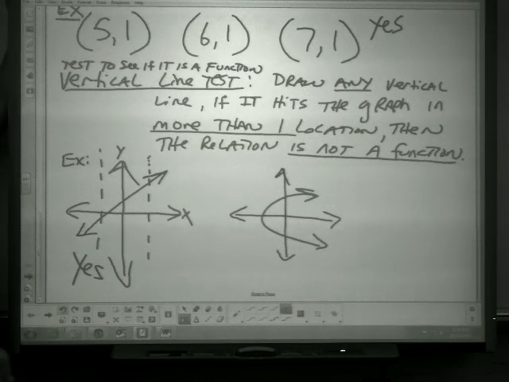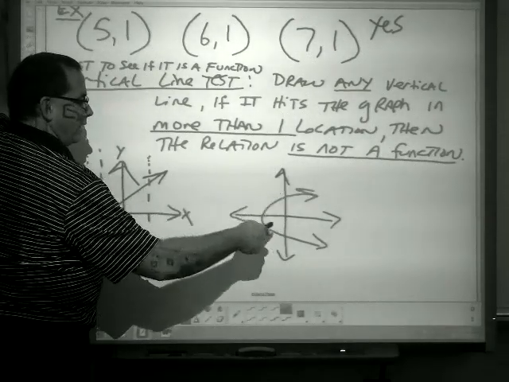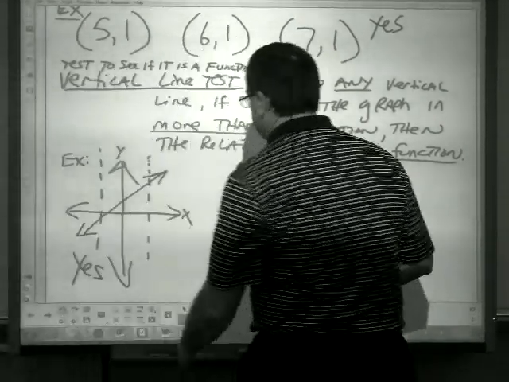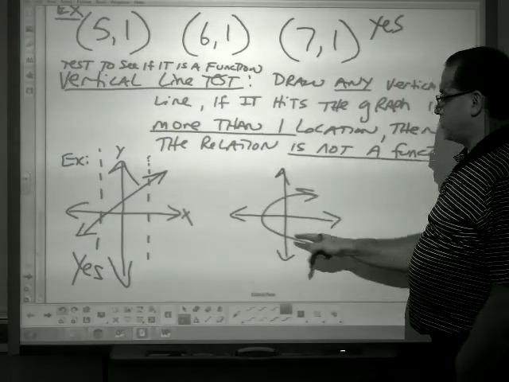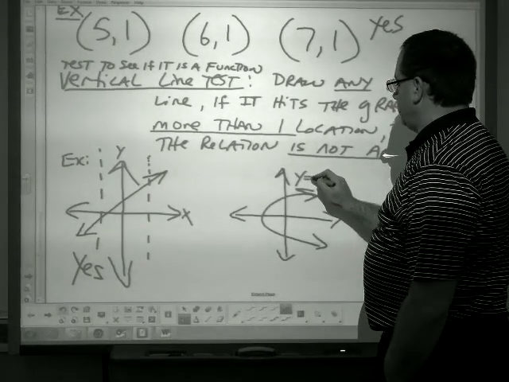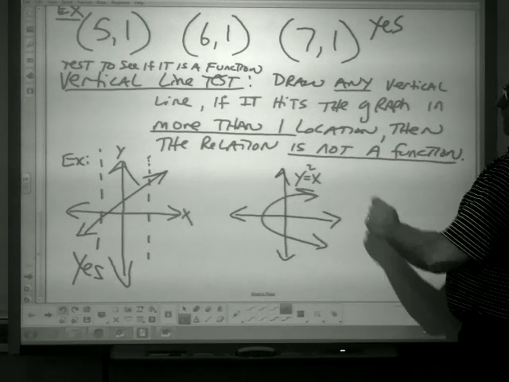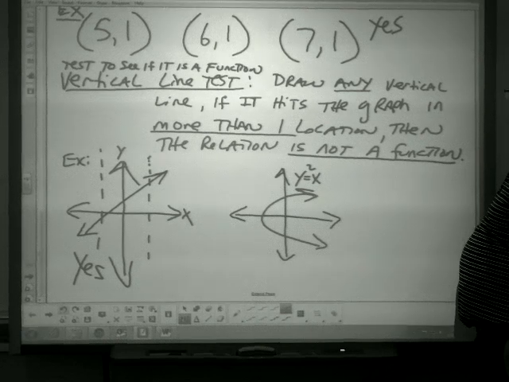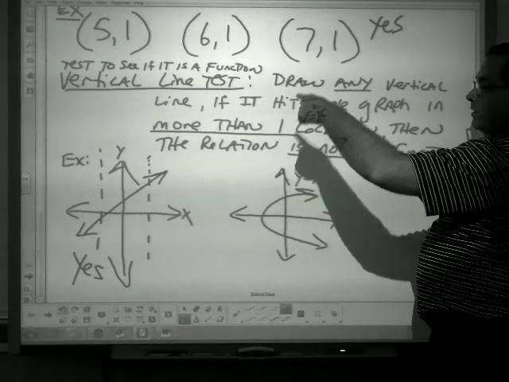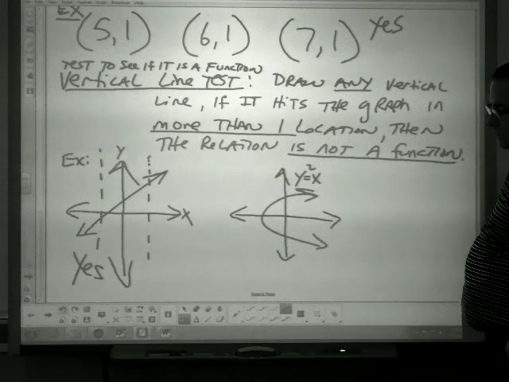Let's take a look at another example. Here we go. This is a sideways parabola. A sideways parabola would be like x equals y squared. Y equals x squared are straight up and down parabolas. Sideways are y squared functions.